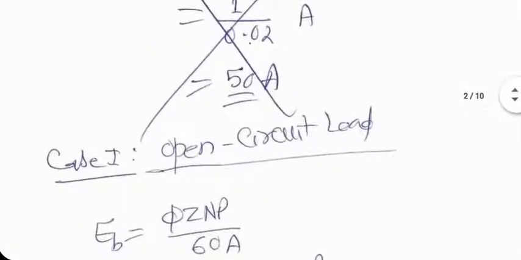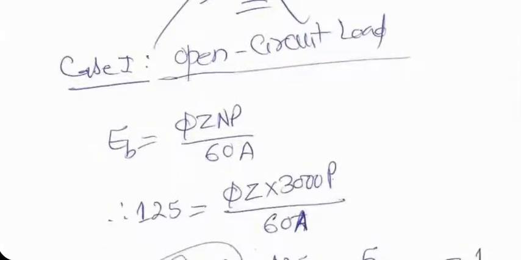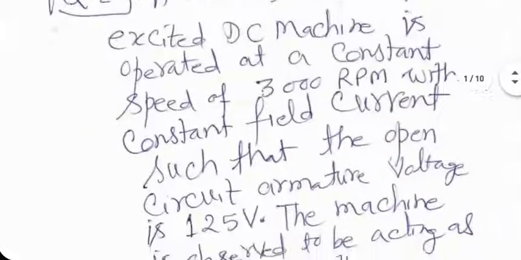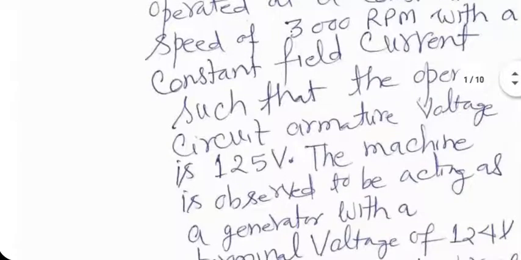I started in a wrong way, so I deleted that. We know that EB is phi ZNP divided by 60A. Now, EB is given as 125 volt. But phi and Z and A and number of poles are not given. But it is given rather in the beginning that the speed is 3000 RPM. I think it's given. Let me double check. Yeah, 3000 RPM.